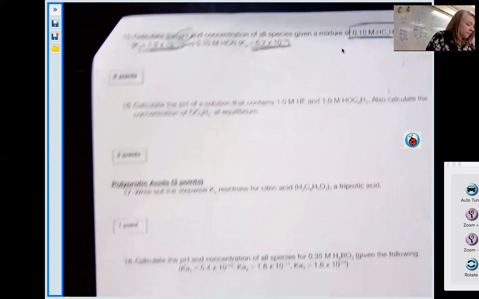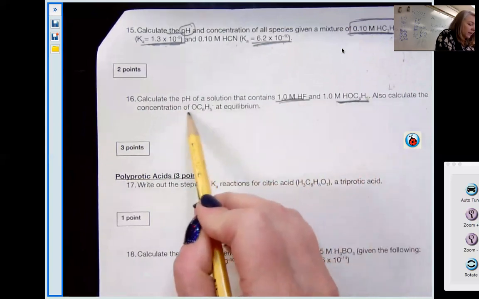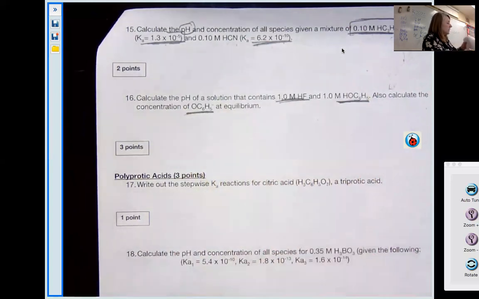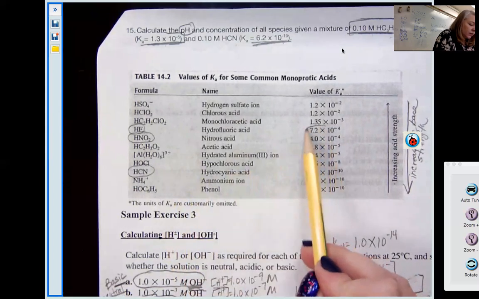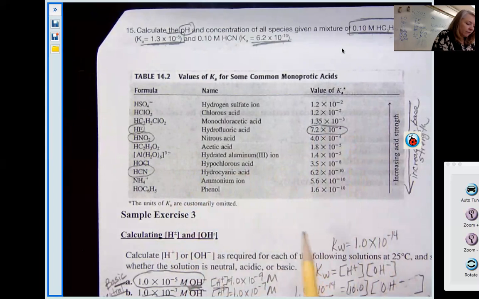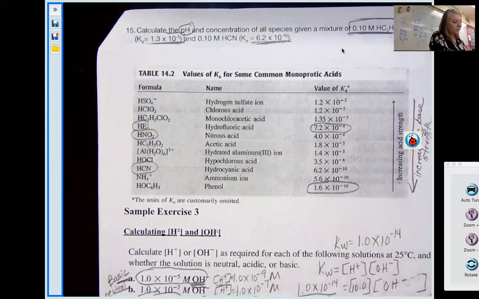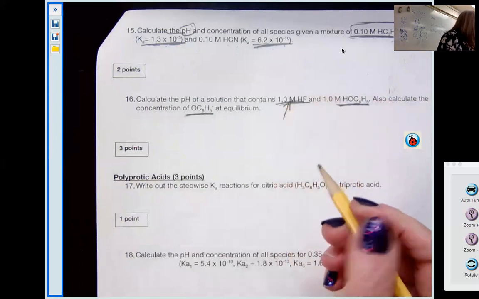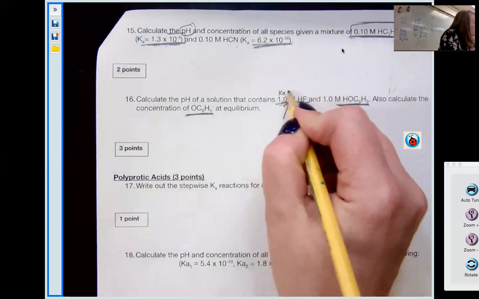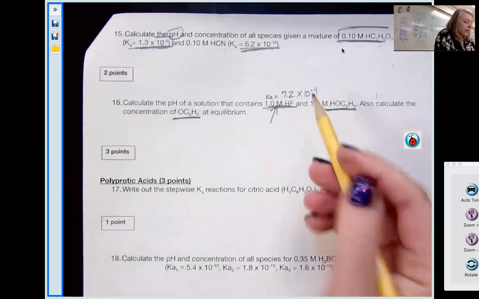All right, and the next one is calculate the pH of a solution that contains HF and this. Also calculate this at equilibrium. Okay, so let's double check the Ka values for those and see if that's going to make a difference for you. HF is 7.2 times 10 to the -4th, and phenol is 1.6 times 10 to the -10th. So I would calculate the pH based on that acid, and its Ka value again was 7.2 times 10 to the -4th. So you can calculate the pH strictly based on that.